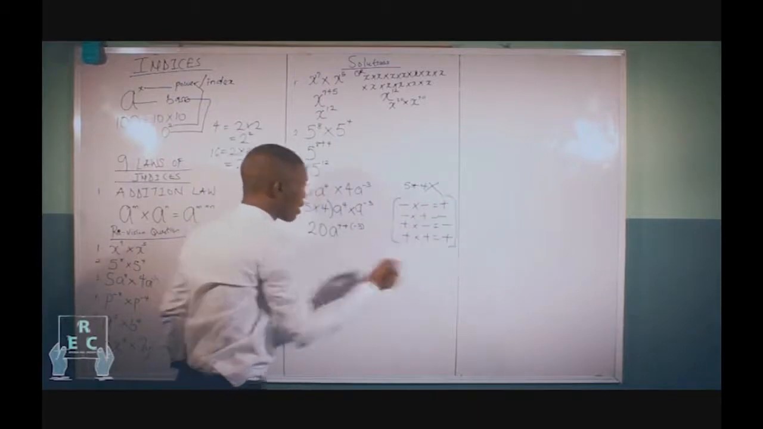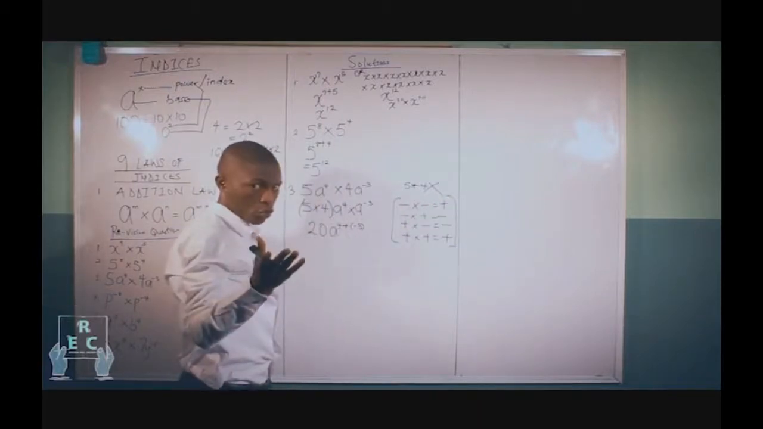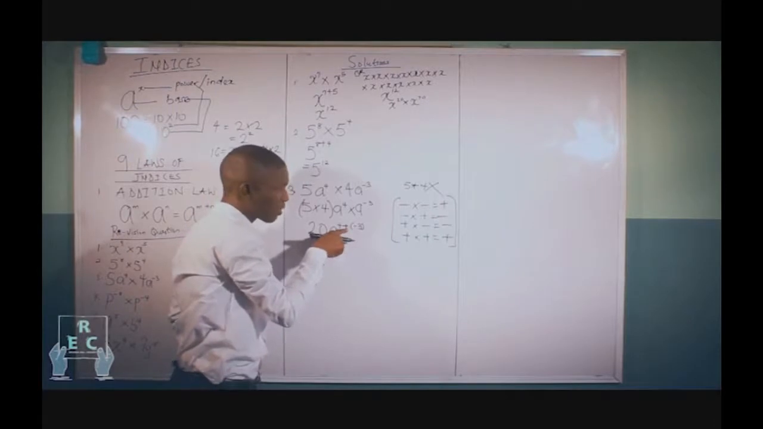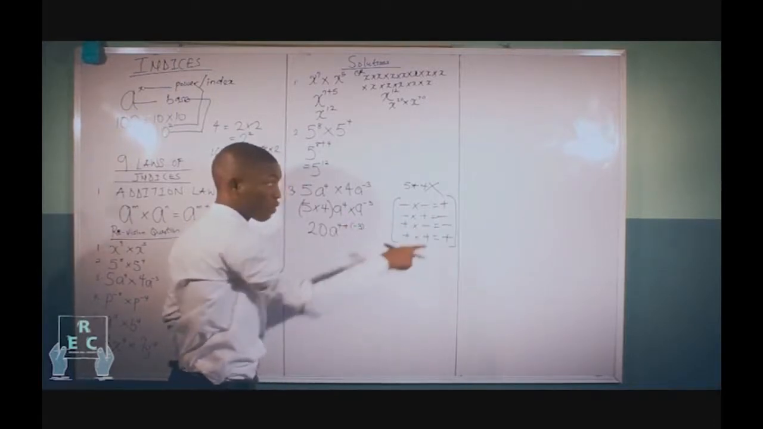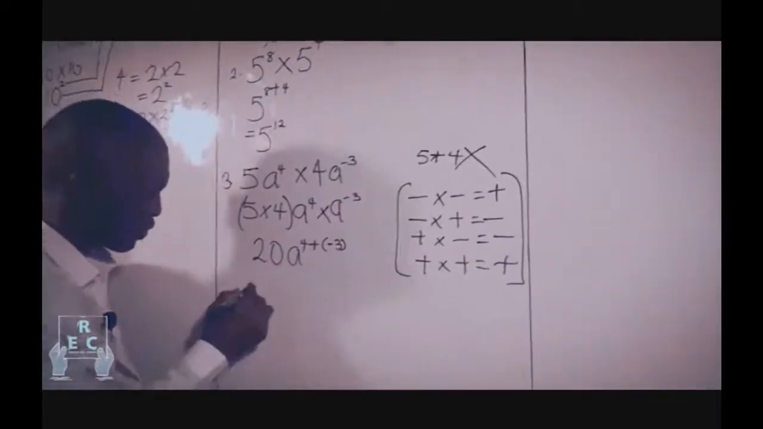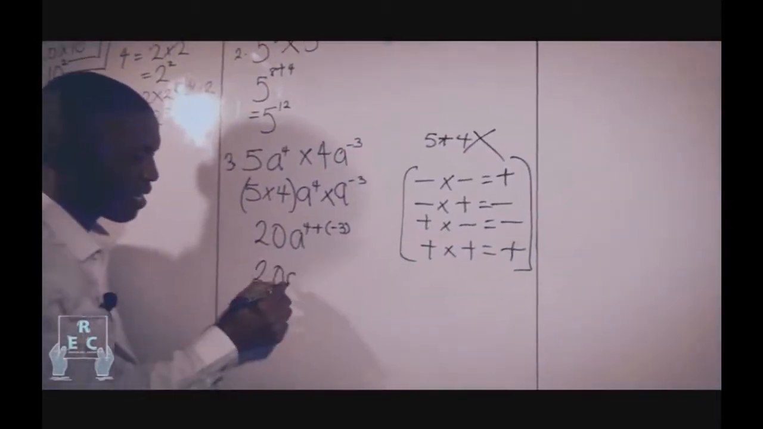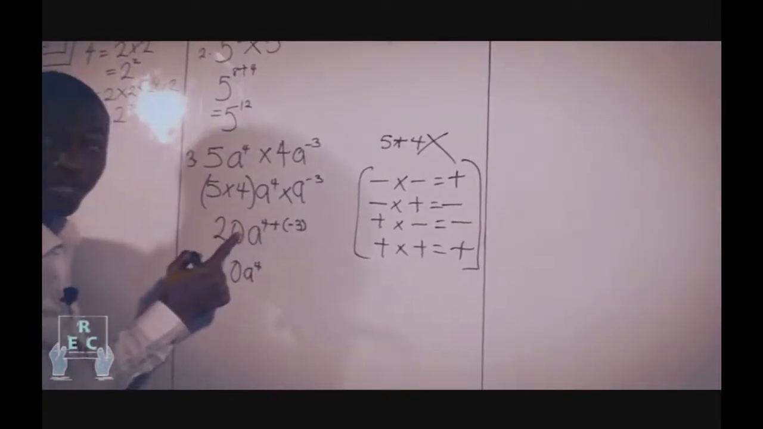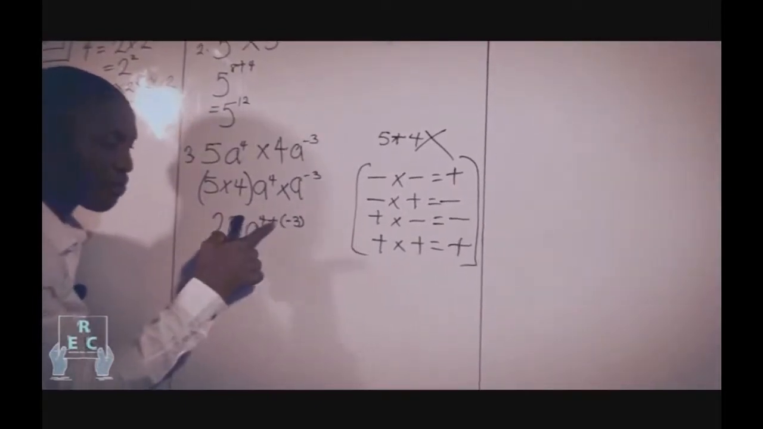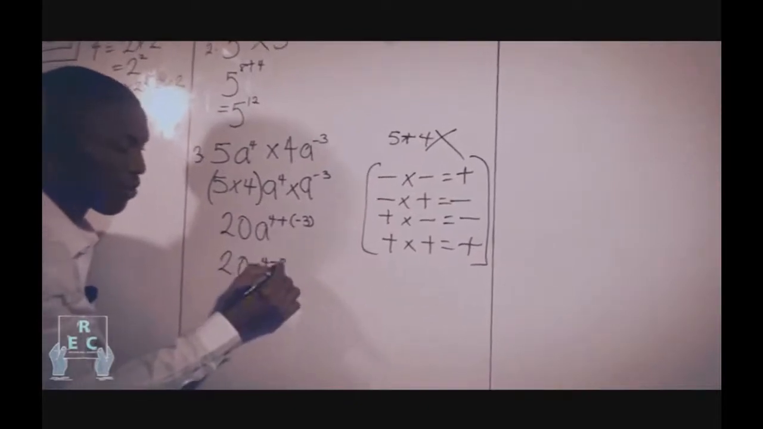This one. Now bracket means multiplication, you should know. So plus and minus, what applies? Plus and minus becomes minus. Very good. So this is 20a to the power of 4, is that good? 4 plus times minus gives you minus 3.